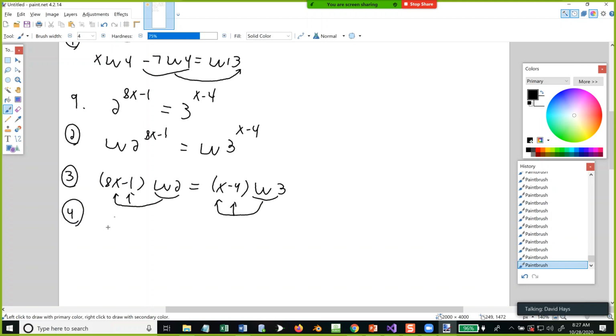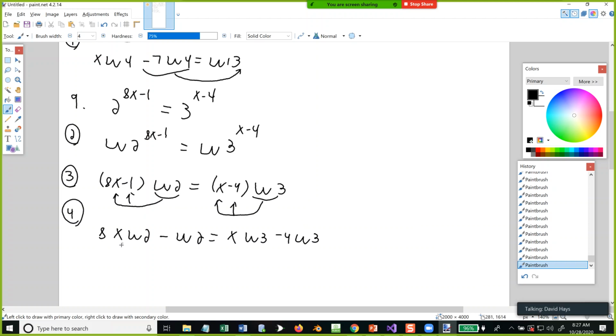Natural log of 2 times 8x gives me 8x natural log of 2. Natural log of 2 times a negative 1 gives me a negative natural log of 2. Natural log of 3 times x gives me x natural log of 3. Natural log of 3 times negative 4 is negative 4 natural log of 3. Very easy to multiply those together. You just put them right next to each other.